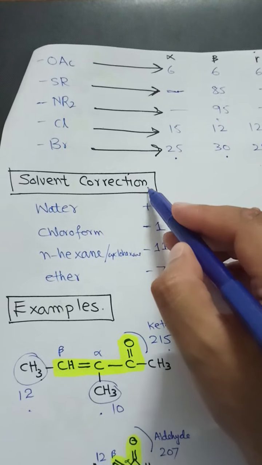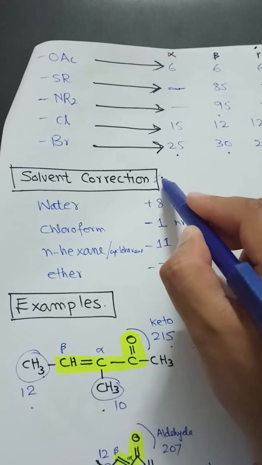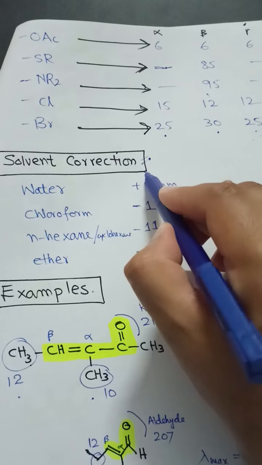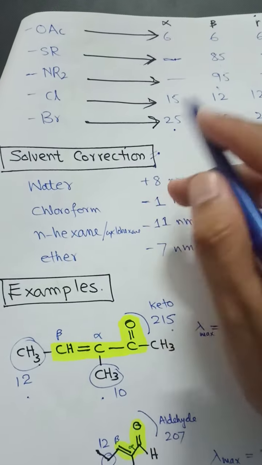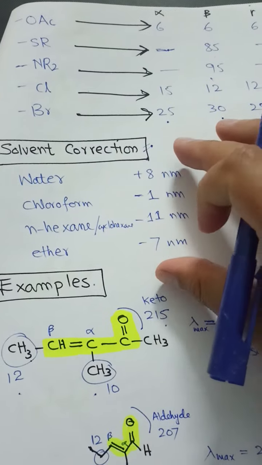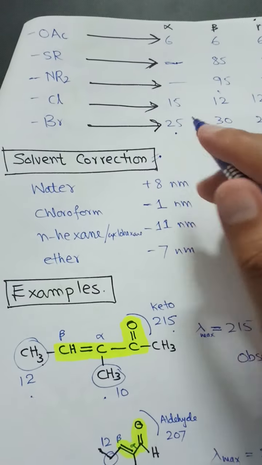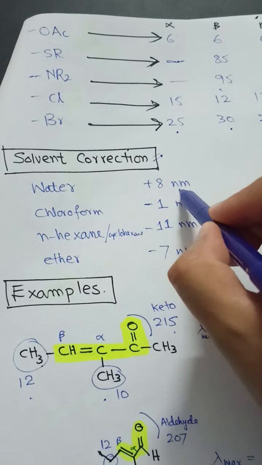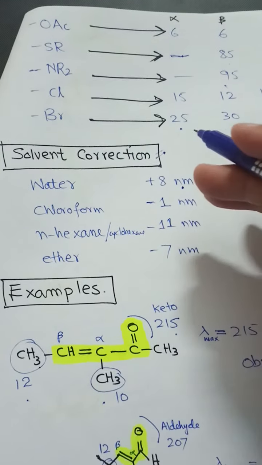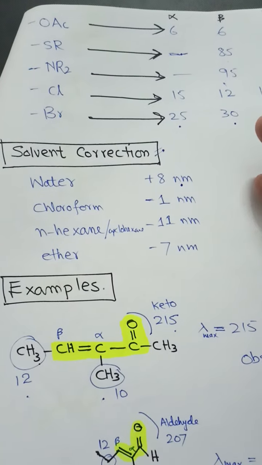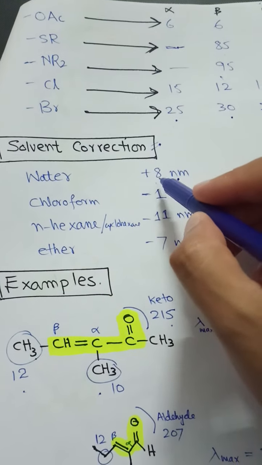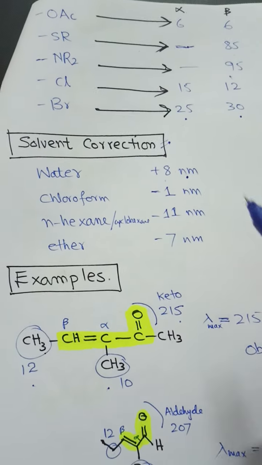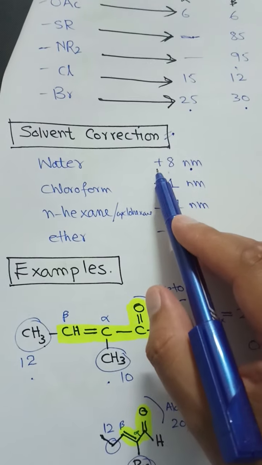The next thing which is important in these videos is the solvent correction. This solvent correction is for alpha beta unsaturated carbonyl system, not for alkenes or homo heteroannular dienes. So if we use water instead of ethanol, 8 nanometer increment will be produced. So the effect will be bathochromic, and lambda max will be shifted 8 nanometer towards the right or towards the red shift. Therefore, the 8 nanometer increment will be used.